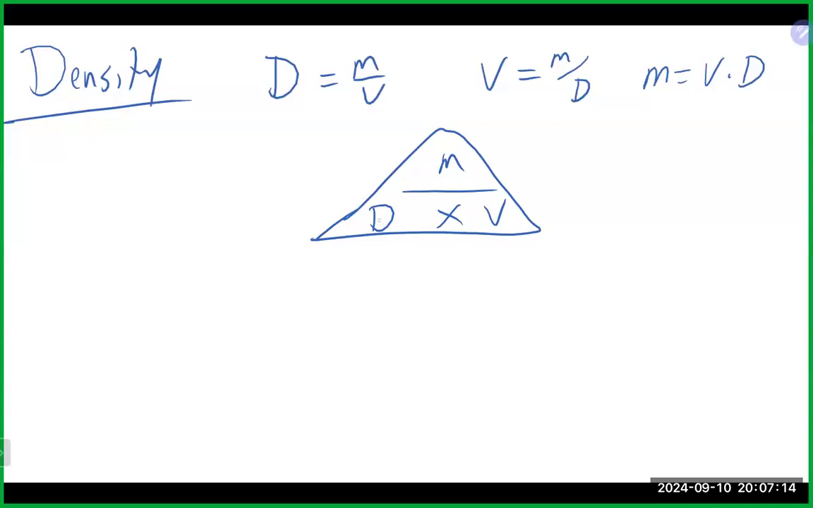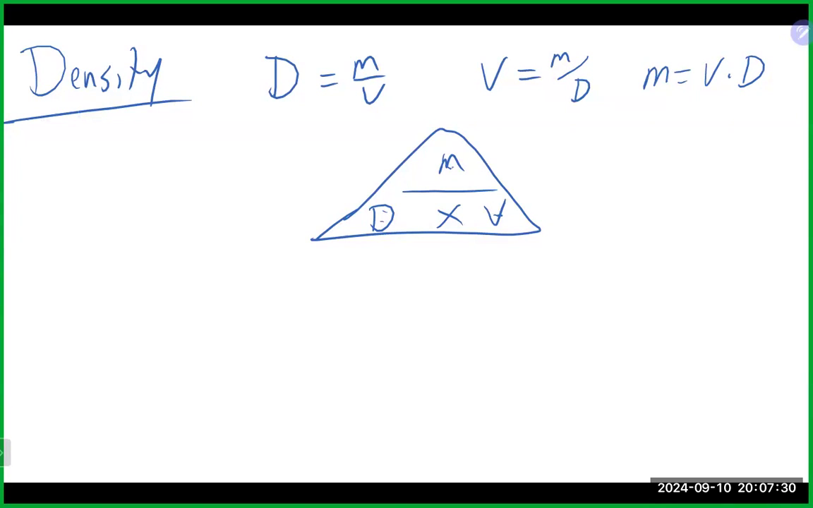Density is mass divided by volume. Volume is mass divided by density. Thanks for not agreeing with me as well. So mass is volume times density. I'm here to entertain myself. It's okay. So that's a quick way that you can rearrange this.